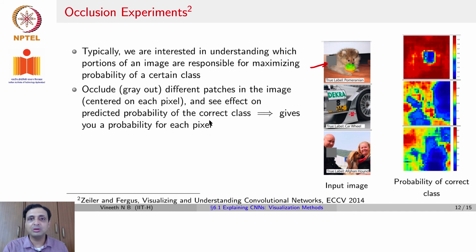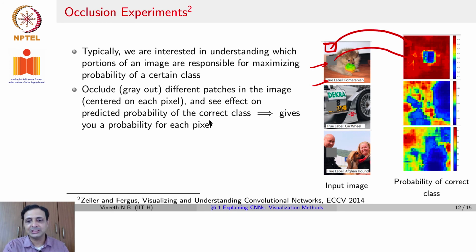So you occlude that part of the image, fill it with gray, and send the whole image as input to the CNN, and you would get a particular probability for the correct label, in this case Pomeranian. So that is plotted as a probability in that particular location. Similarly, you would gray out a patch here, send the full image as input to a CNN, and get a probability for a Pomeranian. How do you get the probability? As the output of the softmax activation function, and that probability value is plotted here in this image.